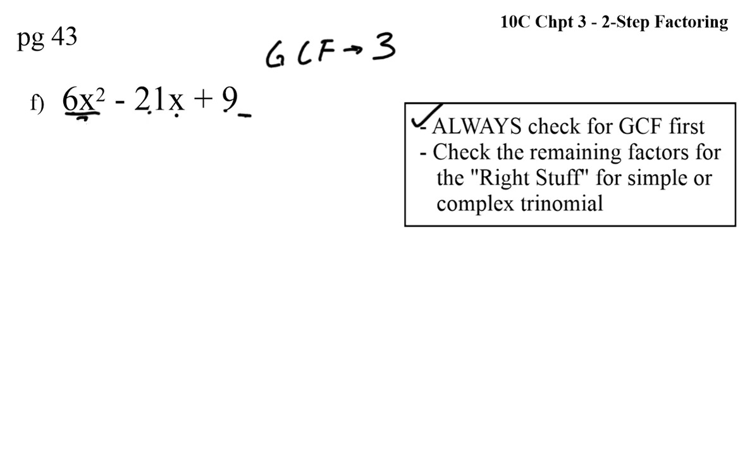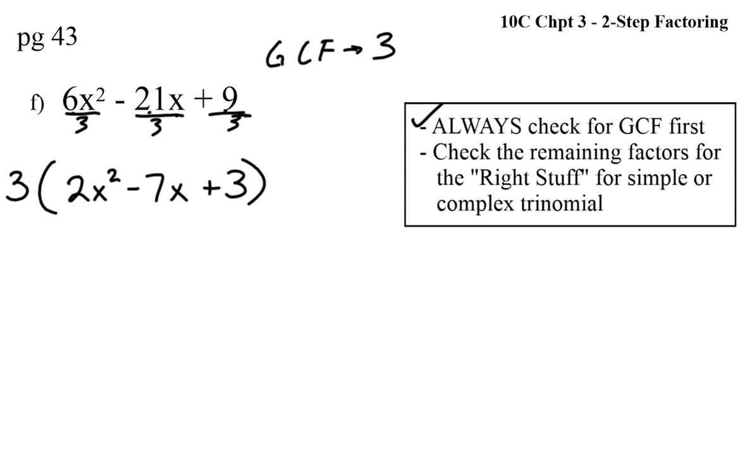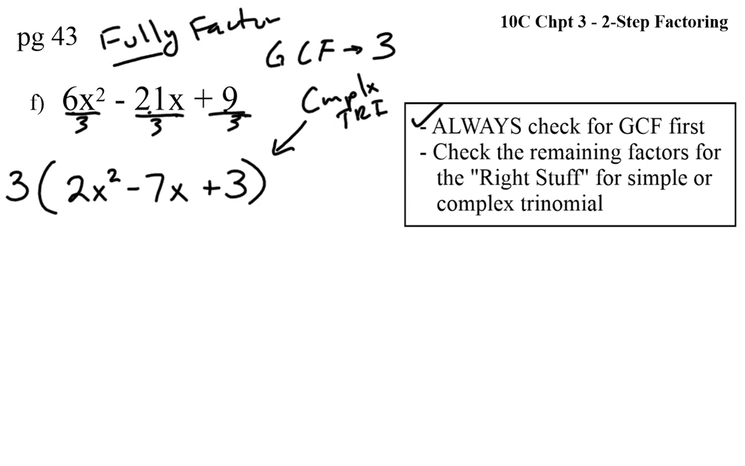We can factor out a 3 from each of these terms. So our first step will leave us with a 3, and then a 2x squared minus 7x plus 3. GCF of 3. Now what we have remaining, 2x squared, negative 7x, and a 3. X squared isn't by itself, but we have the right stuff for a complex trinomial. So we could stop at this point. We have factored it, but we need to fully factor the questions.